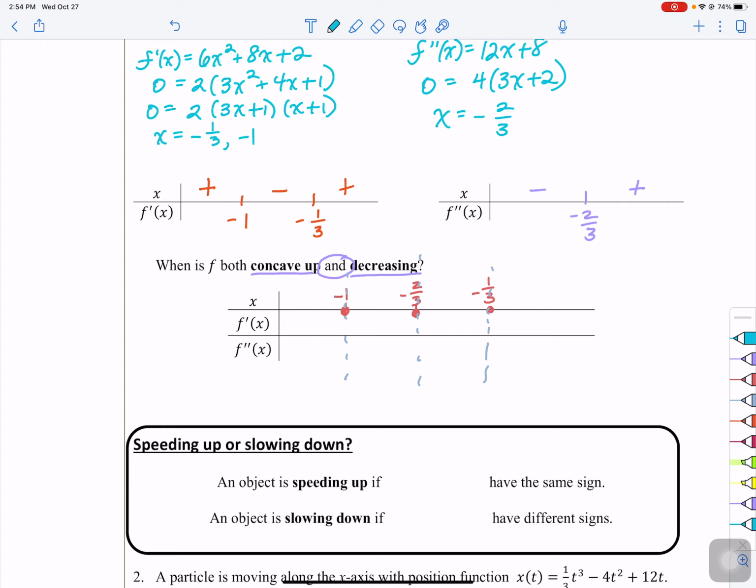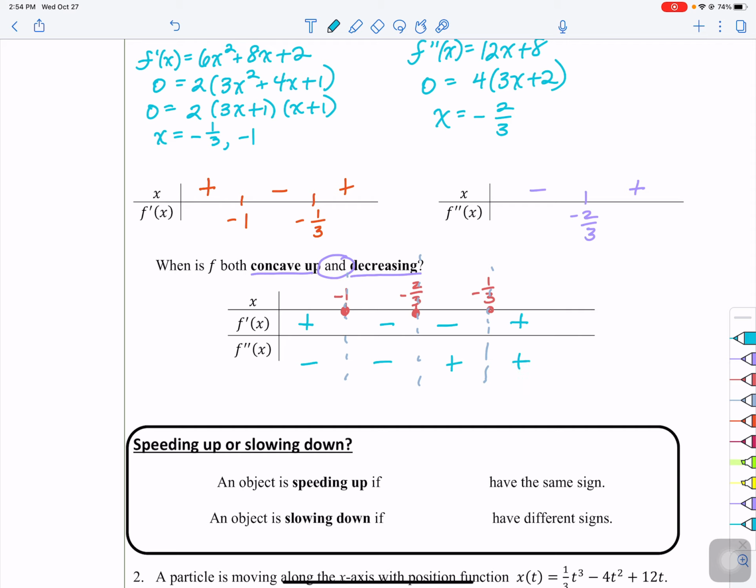So f prime to the left of negative 1 is positive. In between negative 1 and negative 1/3, we are negative. And then to the right of negative 1/3, it's positive. Let's do the same thing for f double prime. To the left of negative 2/3, the second derivative is negative, and positive to the right.